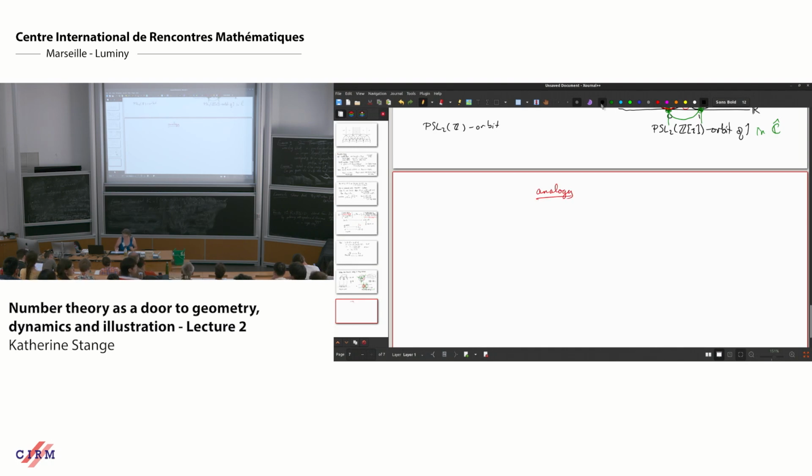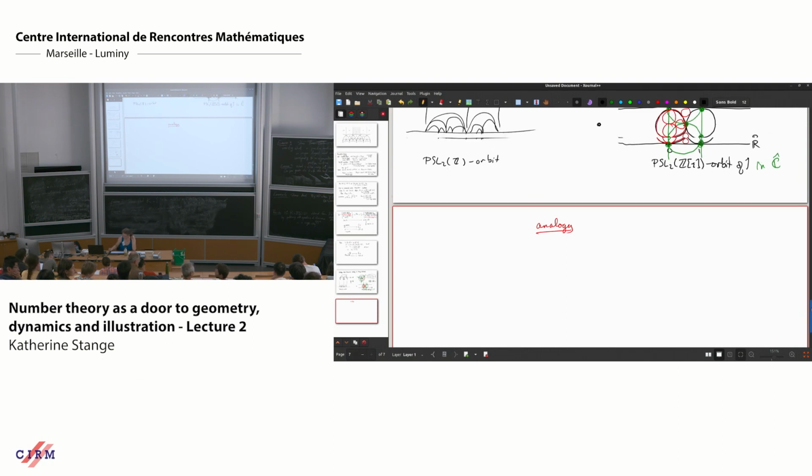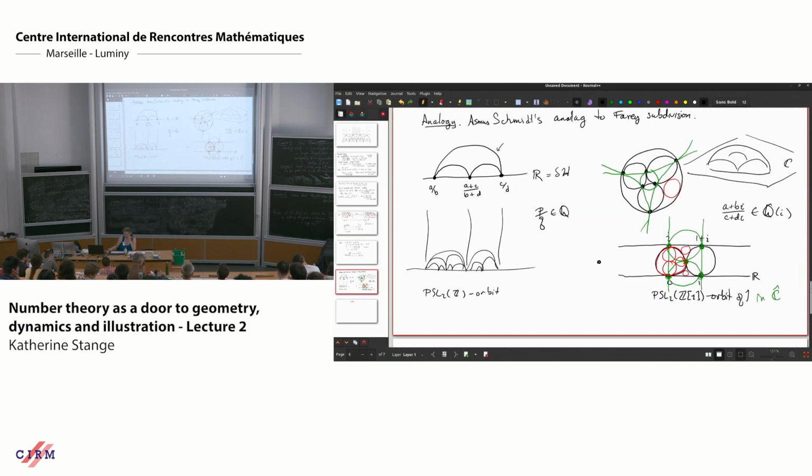If you look at the arcs in the Farey tessellation, are those the SL2Z orbit of the...? No, the SL2Z orbit of the real line is just the real line. It's not going to take you outside the real line. It's the SL2Z orbit of the imaginary axis. So in the Farey case, is the Schmidt arrangement just the real line, or is the Schmidt arrangement the whole Farey tessellation? The Schmidt arrangement is the rational numbers. Okay, it's the boundaries of the Farey tessellation.